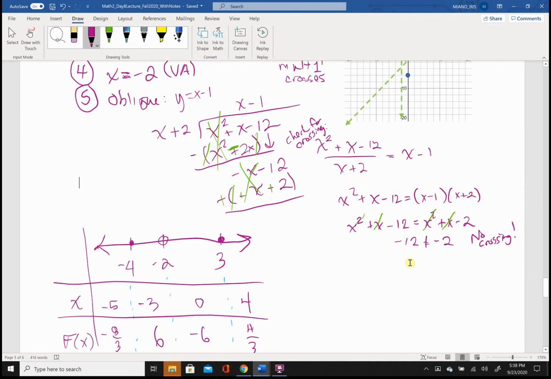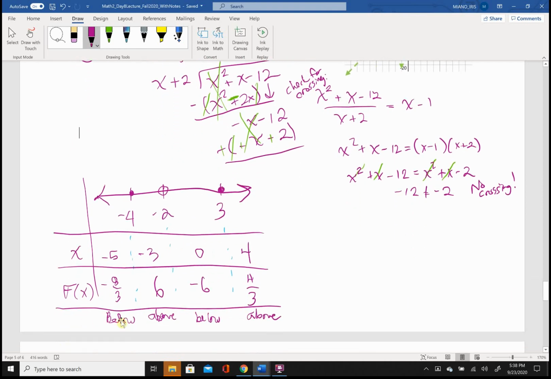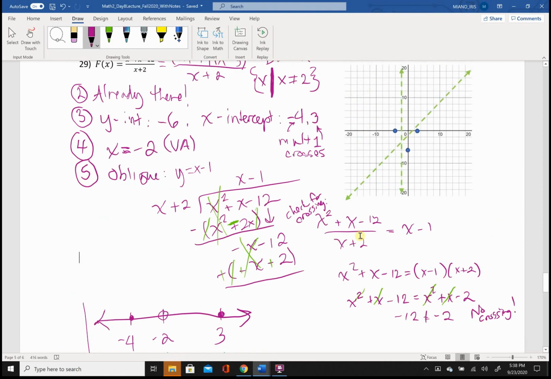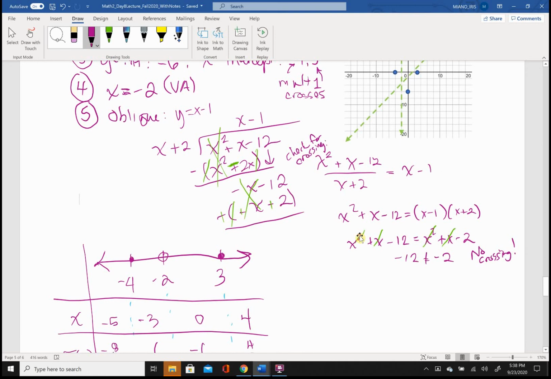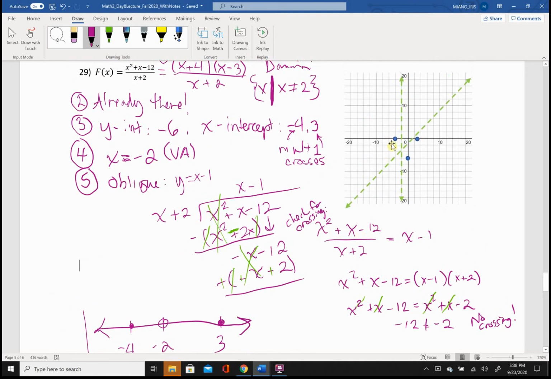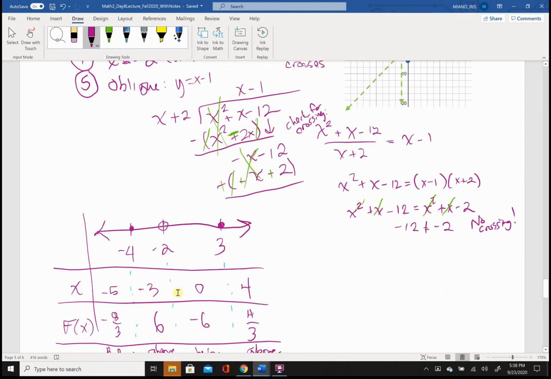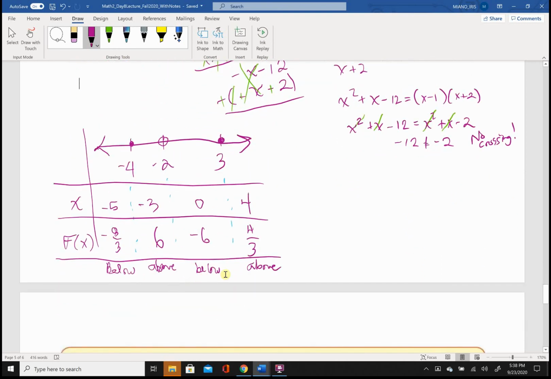because if we look down, we have to be below if we're to the left of negative 4. So to the left of negative 4, which is right here, we have to be below. So we have to come from below the x-axis, then we're going to cross right here and be above, and then furthermore, once we cross the vertical asymptote over here, we're going to again be below.